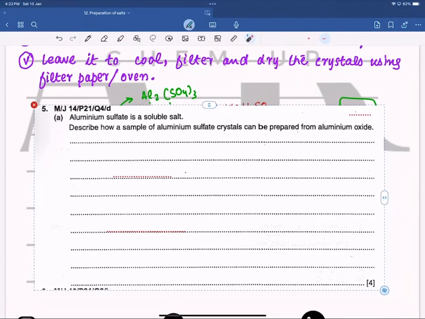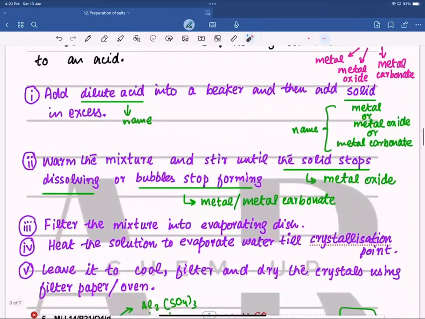Sulfate can be taken out from sulfuric acid. So the acid that we are going to use will be sulfuric acid because we need a sulfate ion. Now how will we write this method? We will use this format to write the method.